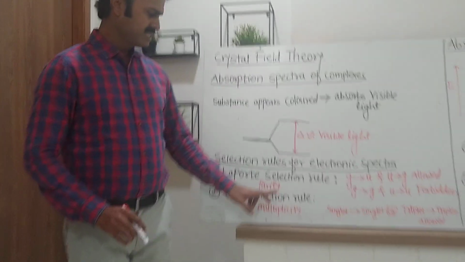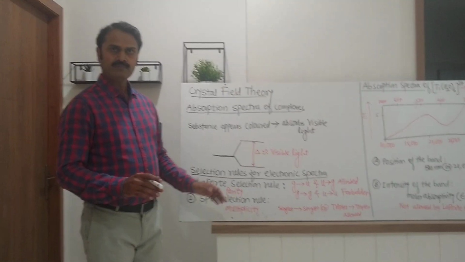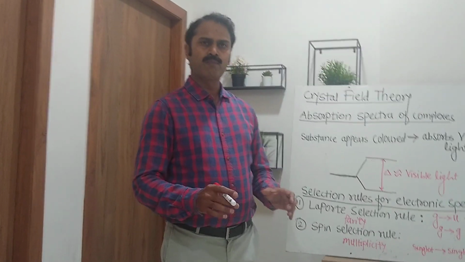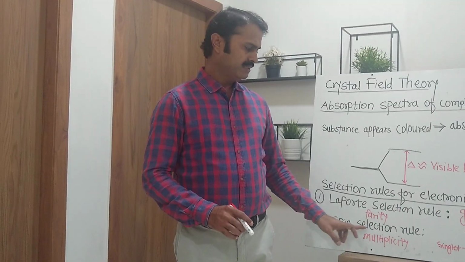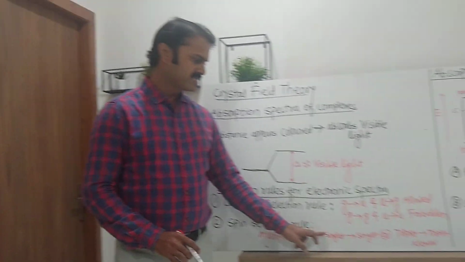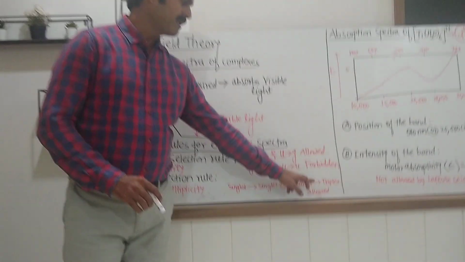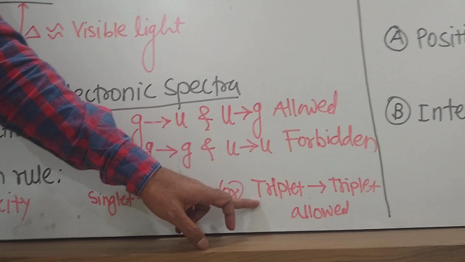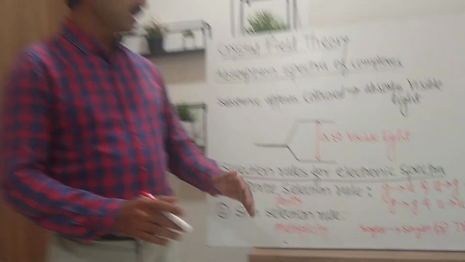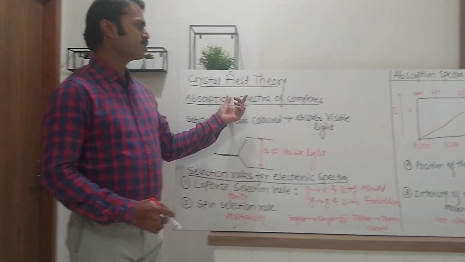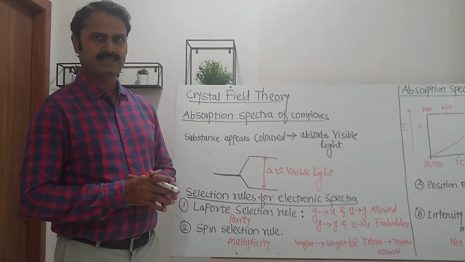The second rule is the spin selection rule. According to the spin selection rule, electronic transition is allowed when the multiplicity of the orbital is the same. It means from singlet to singlet or triplet to triplet, such electronic transitions are allowed. So these two rules are important to understand absorption spectra of complexes.